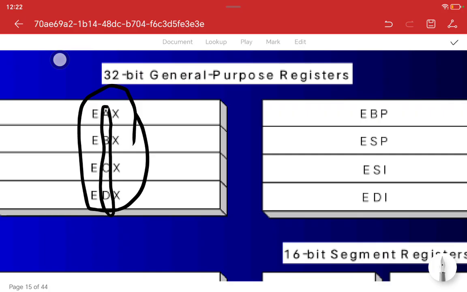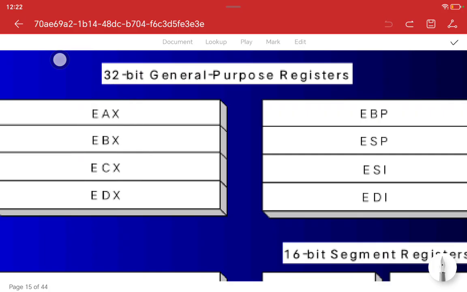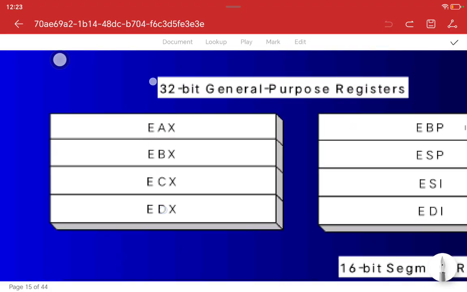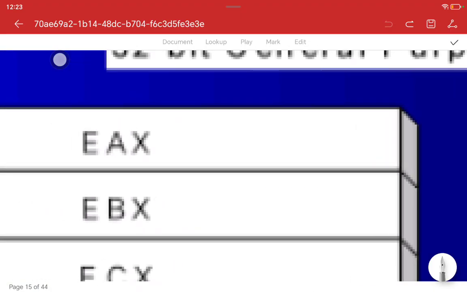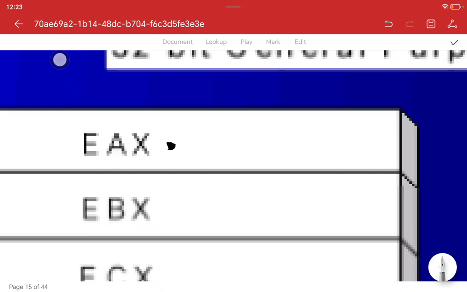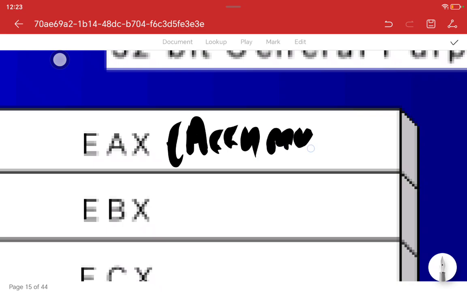EAX. I'll write here. When we come to EAX, mostly this one is called the accumulator. You see, this is called an accumulator. What an accumulator is used for is the arithmetic operations.